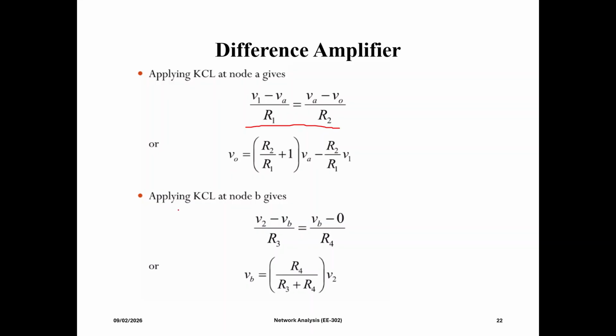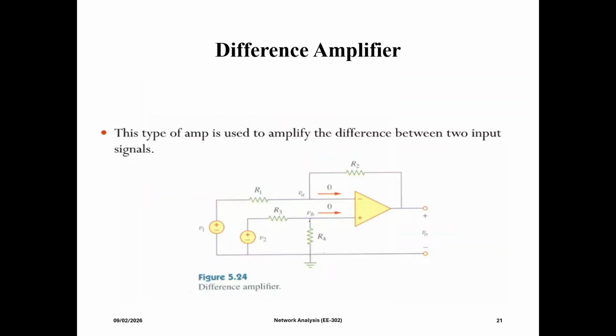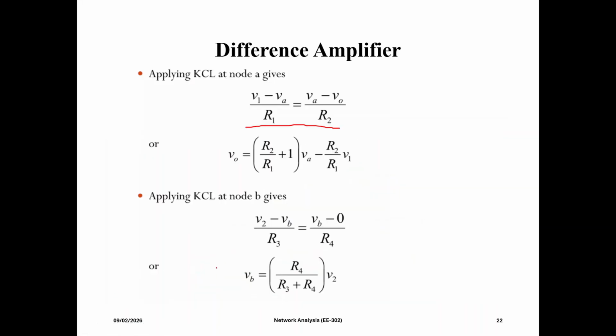Then we will apply KCL at node B. That will give that current through R3 and R4 is equal. So current through R3 is V2 minus VB over R3, and current through R4 is VB minus 0 over R4. By rearranging this equation, we will get the expression for VB.